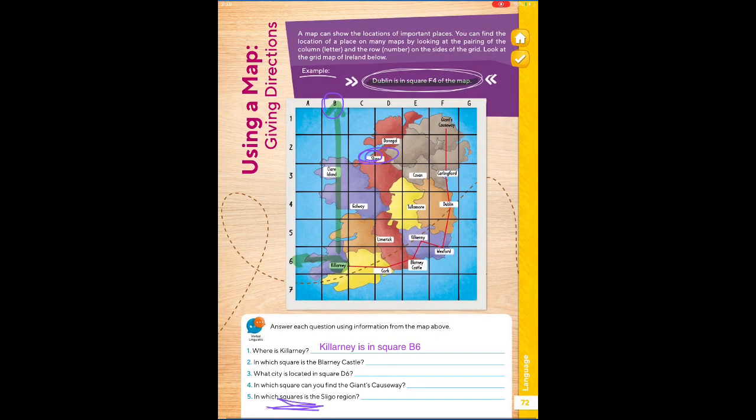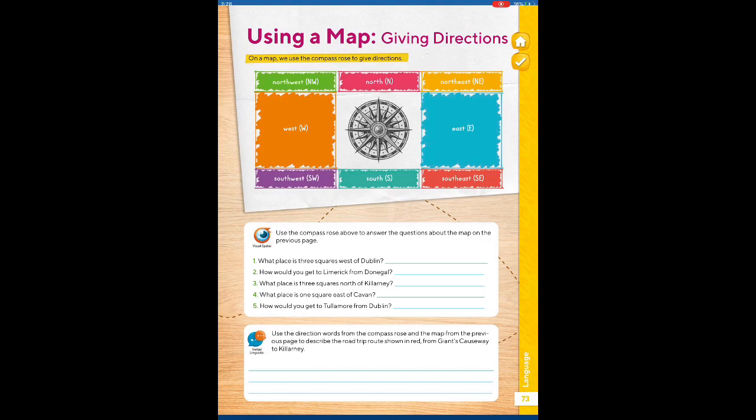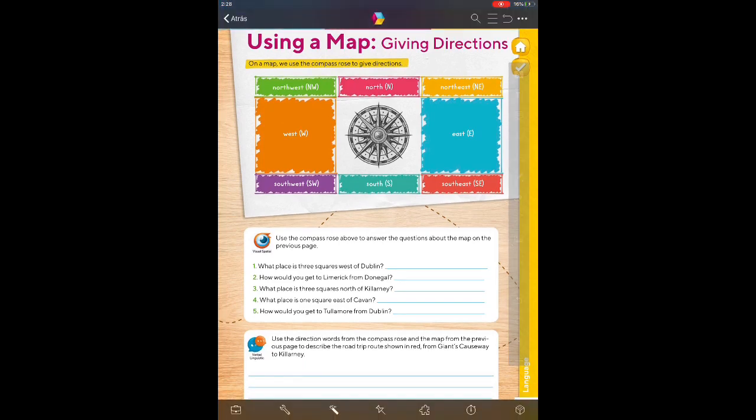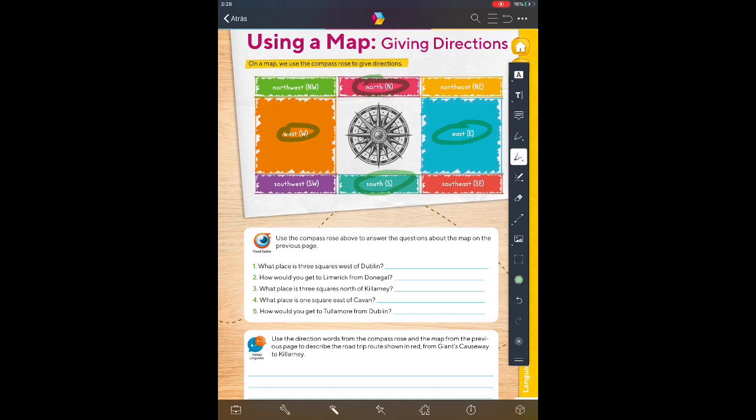So now let's go to page 73. It says, using a map, giving directions. On a map, we use a compass rose. And what is a compass rose? This thing here, una brújula, okay? We use the compass rose to give directions, and we have north, south, west, east, but also in diagonal we have northeast, southeast, southwest, and northwest, okay?